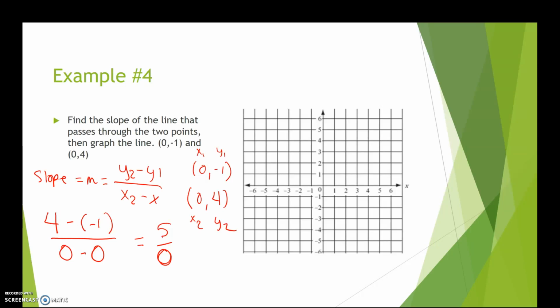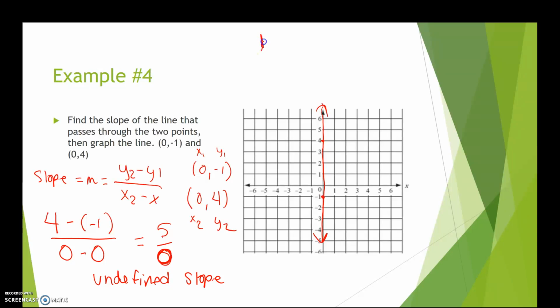Can you divide by 0? You cannot. So this is actually what we call an undefined slope. And you'll notice if I graph these 2 points, it's going to give me a vertical line, a vertical slope. So if I have 0, negative 1, there's that point. 0, 4, 0, 1, 2, 3, 4. Notice I have a straight vertical line. I'll connect those 2 points. And it's undefined. Vertical lines are always undefined because you'll always be dividing by 0, and you cannot do that. If you divide by 0 on your calculator, you'll get an error.